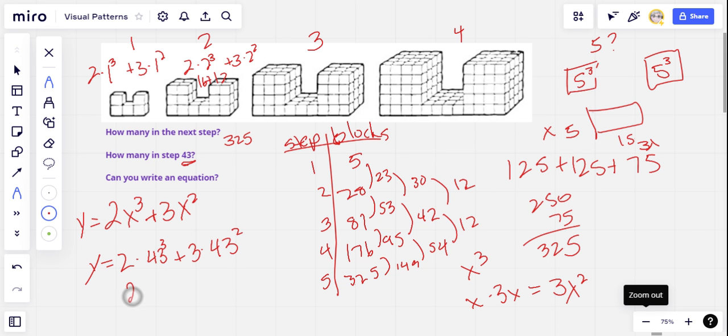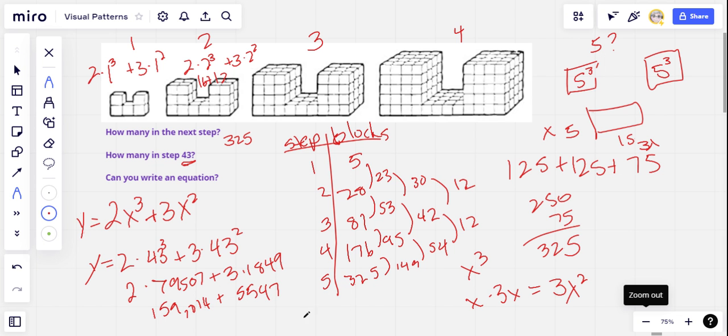So I'm going to have my 2, and that is 79,507. And then 3 times 43 squared. 43 squared is 1,849. I think I've got that memorized at this point. And let's see, 2 times 79,507 is 159,014. And 3 times 1849 is 5,547.